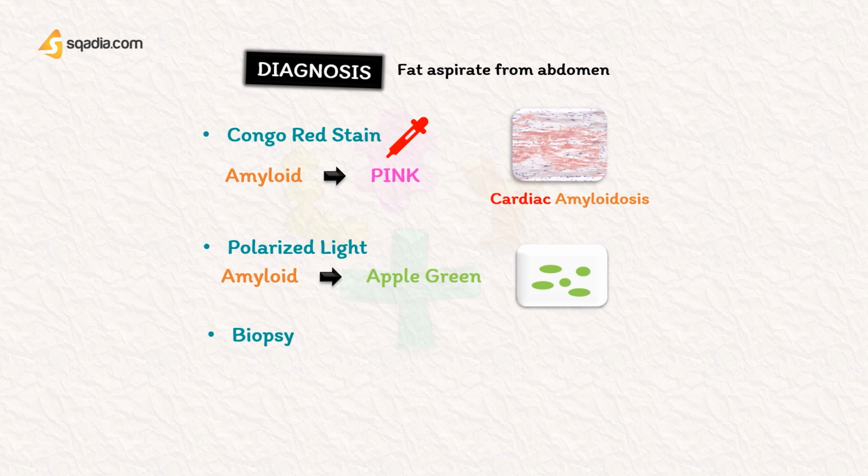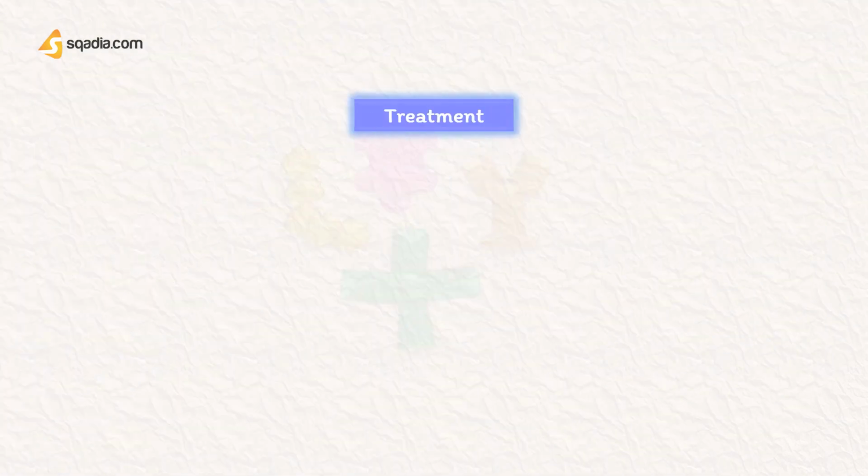After confirmation of amyloidosis, it is necessary to find out the type of amyloid, which is done through laser microdissection of Congo red stain positive samples, which are then processed by mass spectrometry. Now, let's have a glance over treatment of amyloidosis.